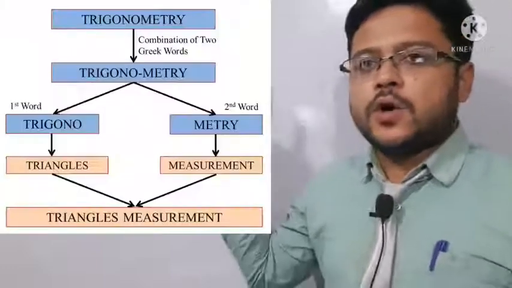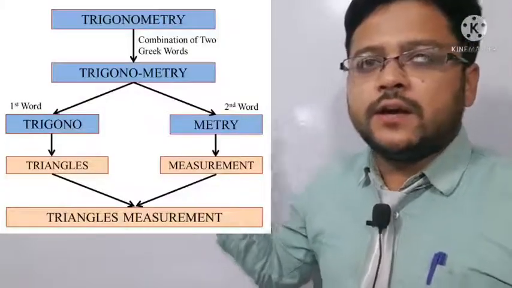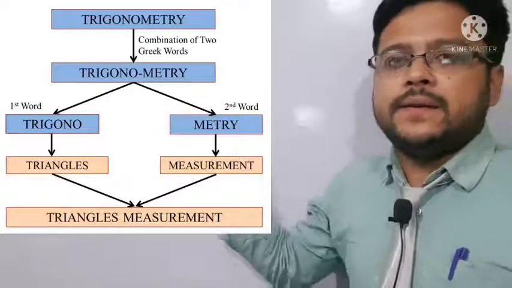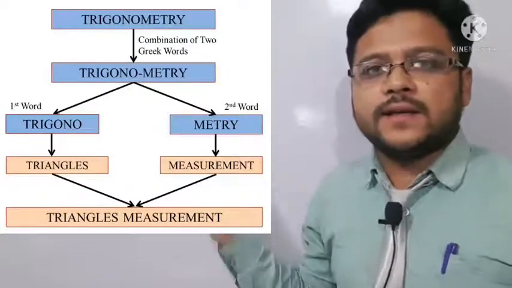Today I will teach you plane trigonometry. Trigonometry is the combination of two Greek words, trigono and metry. Trigono means triangle and metry means measurement. Together we can say triangles measurement.